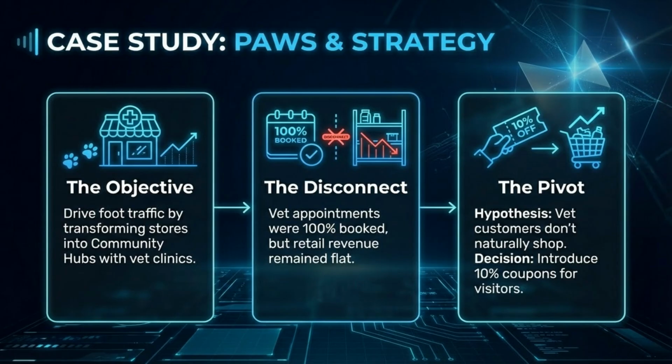In the Paws Strategy case study, the objective was to drive foot traffic with vet clinics. The disconnect was that retail revenue remained flat, despite booked appointments. The pivot was introducing coupons, based on the hypothesis that vet customers don't naturally shop.